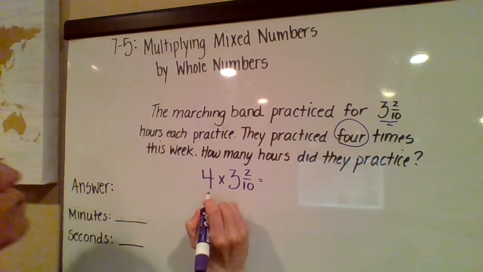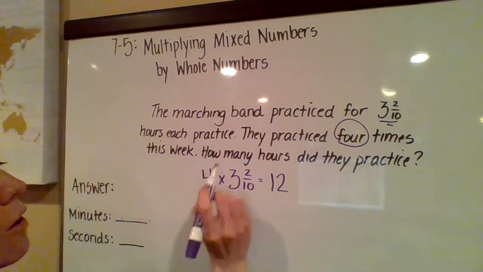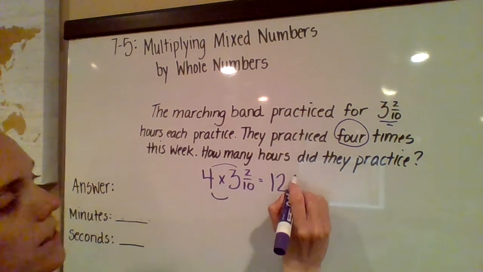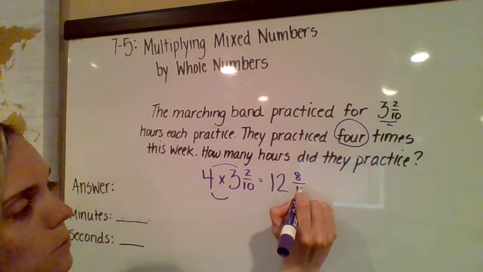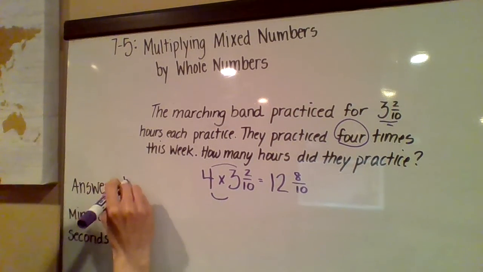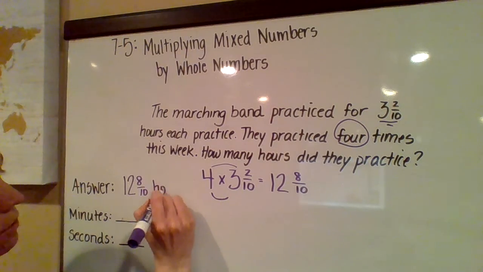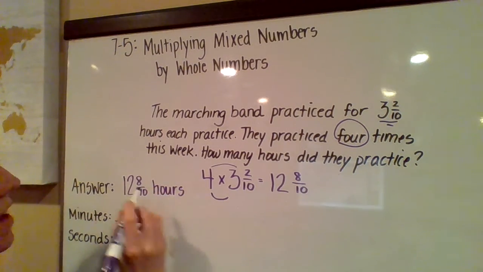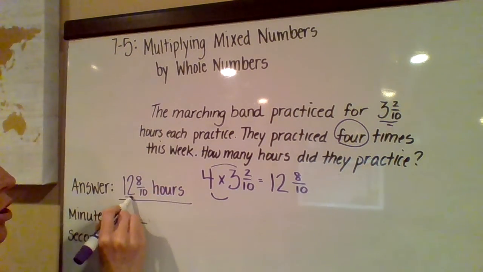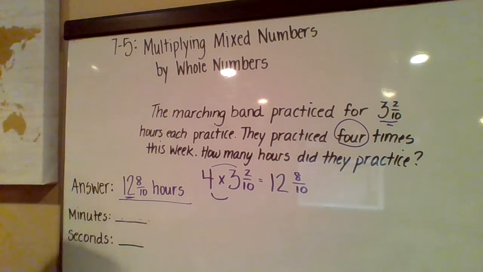Okay, so you first did 4 times 3, which is 12, and then you did 4 times 2/10, which is 8/10. And what's really nice about this problem is this is less than a whole. So our answer is done. Our answer is 12 8/10 of an hour. So they practiced for over 12 hours. 12 hours plus 8/10 of an hour more. So just under 13 hours.